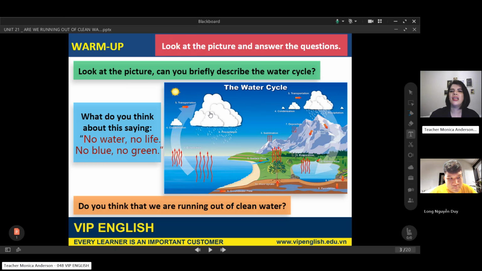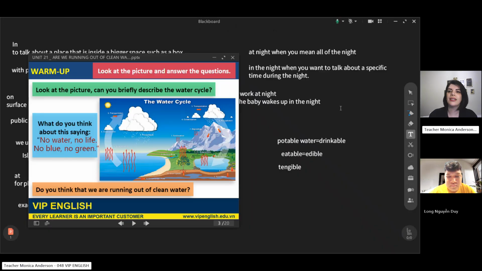I think technology or science can help us to do something like this, maybe in the future. So we need to purify polluted water in order to use it again. But I think we actually need to help this water cycle, the process of maybe creating, making water.